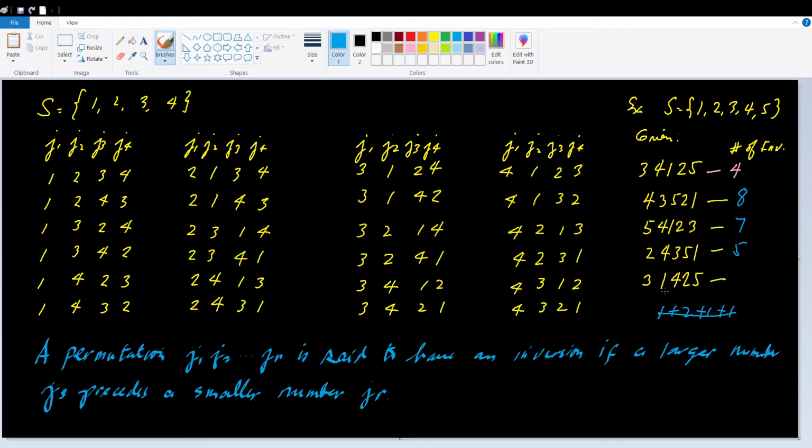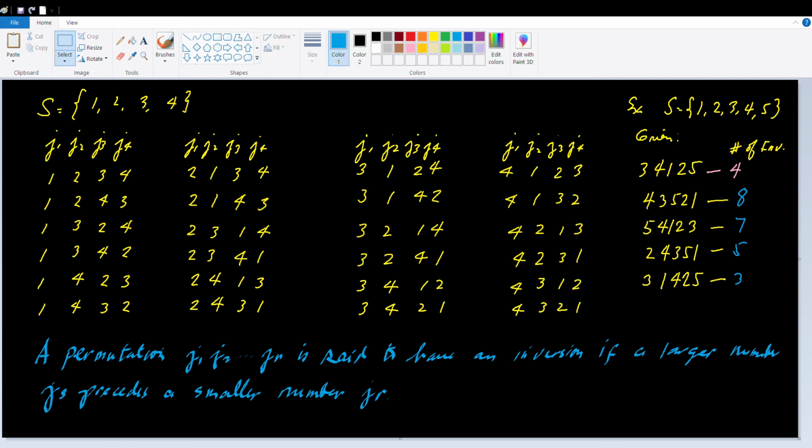Okay, then 3, 1, 4, 2, 5. 3, 1 and 3, 2, that will be 2. 1 is the smallest, so there will be no inversion. 4, 2 is another 1. Okay, 4, 5, there is no inversion. 2, 5, there is no inversion. So 2 and 1, that would be 3 inversions.